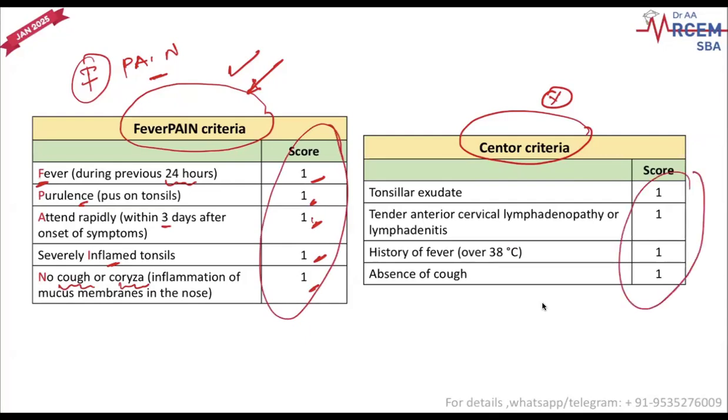In Centor, you get only 4 points. Any tonsillar exudates present. Any enlarged lymph nodes, that is cervical lymph nodes, present. History of fever is sufficient here, and absence of cough. Each one of these will get a single point.